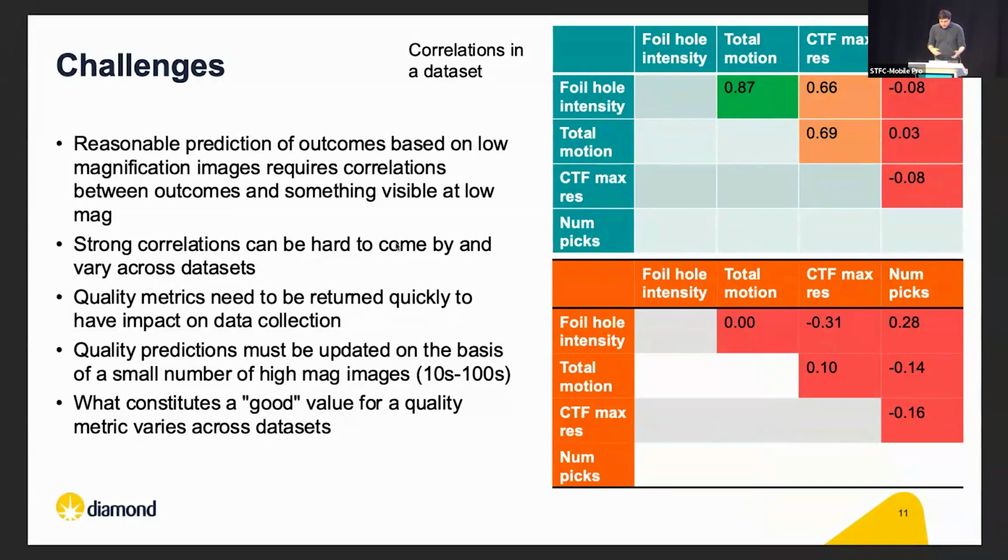So you're working in this kind of environment where you're getting weak correlations that you're trying to make these predictions based on, noisy correlations, and there's variation across different data sets.